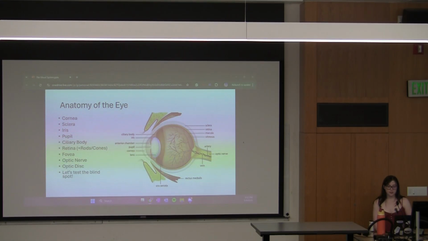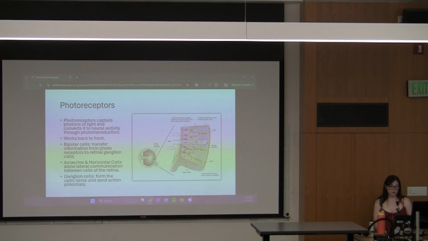And the optic disc is the blind spot, and it's the spot where the optic nerve exits the eye. It's called the blind spot because it contains no photoreceptors. So photoreceptors capture photons of light and convert it into neural activity via phototransduction. The diagram is a bit small, but the zoom in is showing the back of the retina.